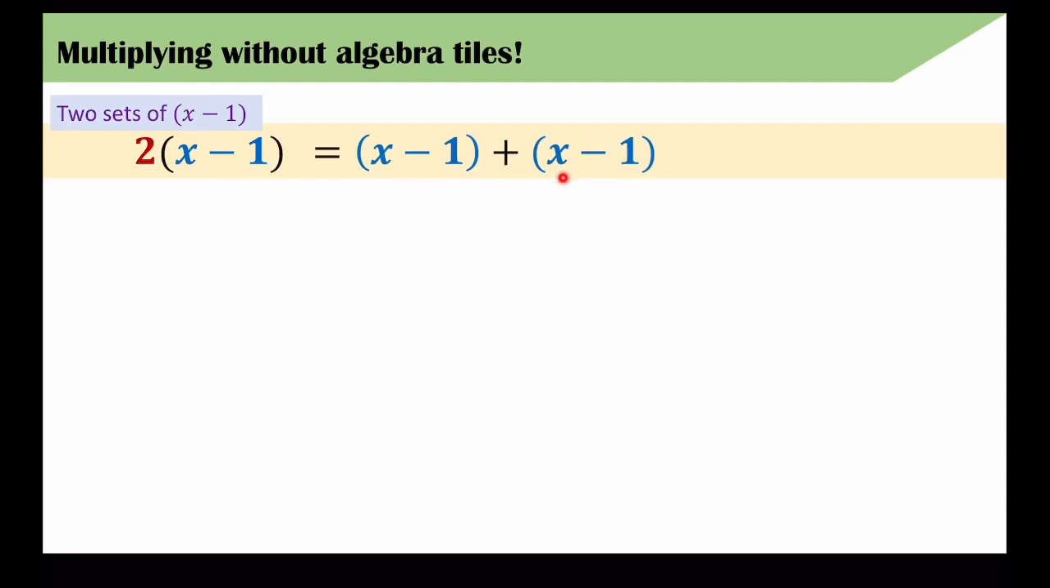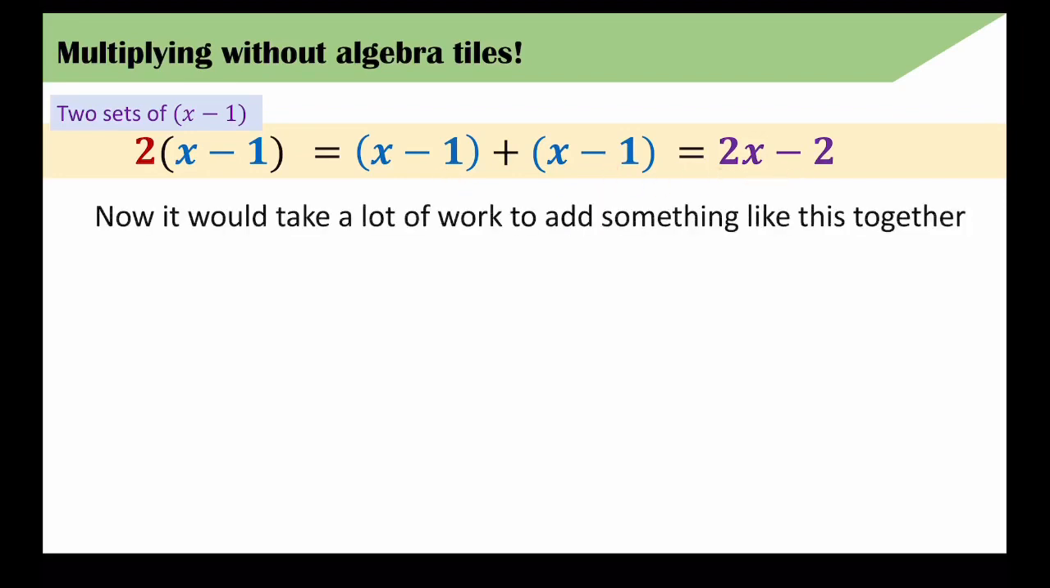Just like adding polynomials, we're going to break down those brackets and see how many x's we have and see how many 1's we have. And I see 2 x's and I see 2 negative 1's, so 2x minus 2. Now that can be annoying in some situations like this.